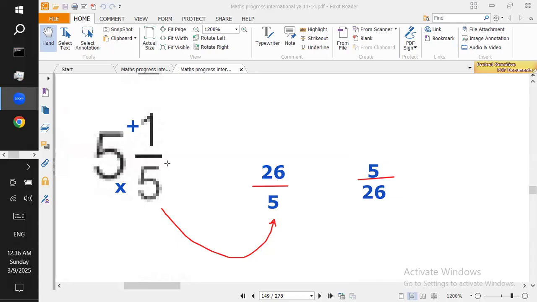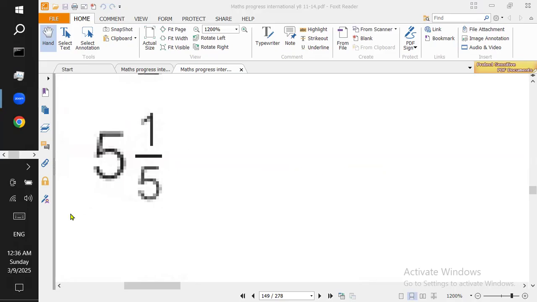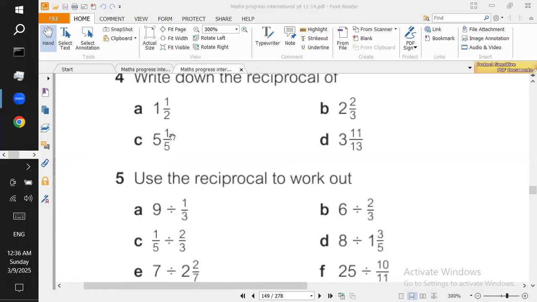So the idea of reciprocals, I just turn the mixed numbers into improper fractions and then turn them upside down. Here, we use the same denominator and then multiply and add. So 5 times 5, 25, plus 1 is 26. And then turn them upside down, okay? Now let's move on. That's the idea of finding the reciprocal of mixed numbers.